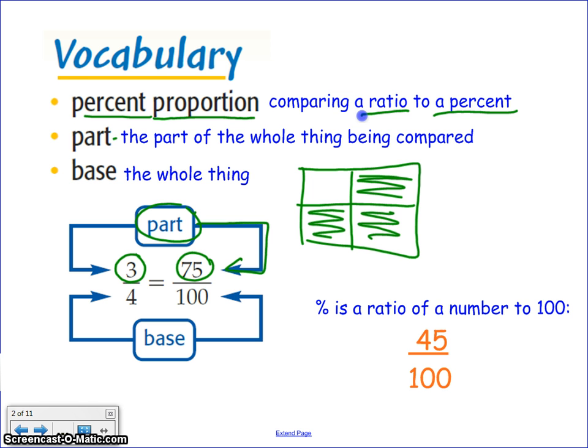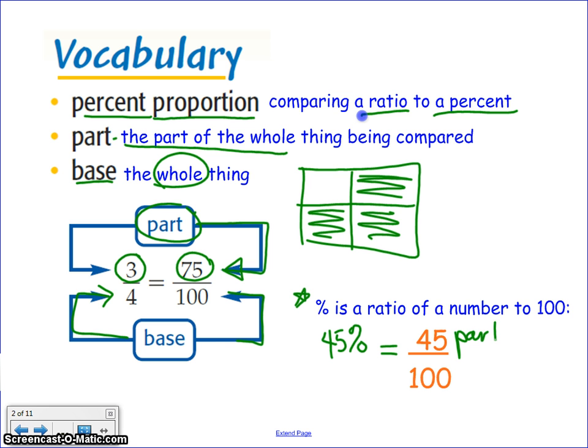So your top number is your part. That's the part of the whole thing. The base is the whole thing itself. So the bottom number is what we call the base. 4 is the whole thing over on this ratio. 100 is the whole thing on that ratio. Don't forget that percent is the ratio of a number to 100. So 45% actually means 45 parts of the whole 100. This is the part, 45 parts out of a base of 100.